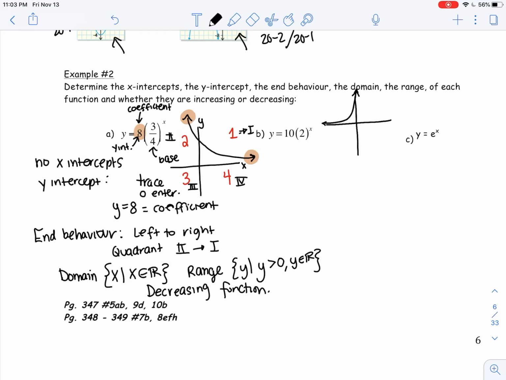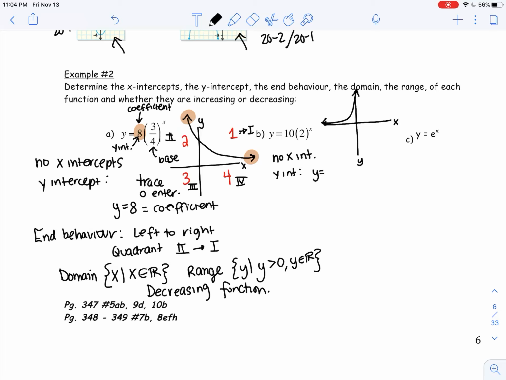So always make sure that you have these arrows on both ends of your exponential. We label our x and our y-axis. So you want to ask yourself, are there any x-intercepts? And the answer should always be no. There are no x-intercepts on exponential functions, the ones that we're going to look at. So no x-intercepts.